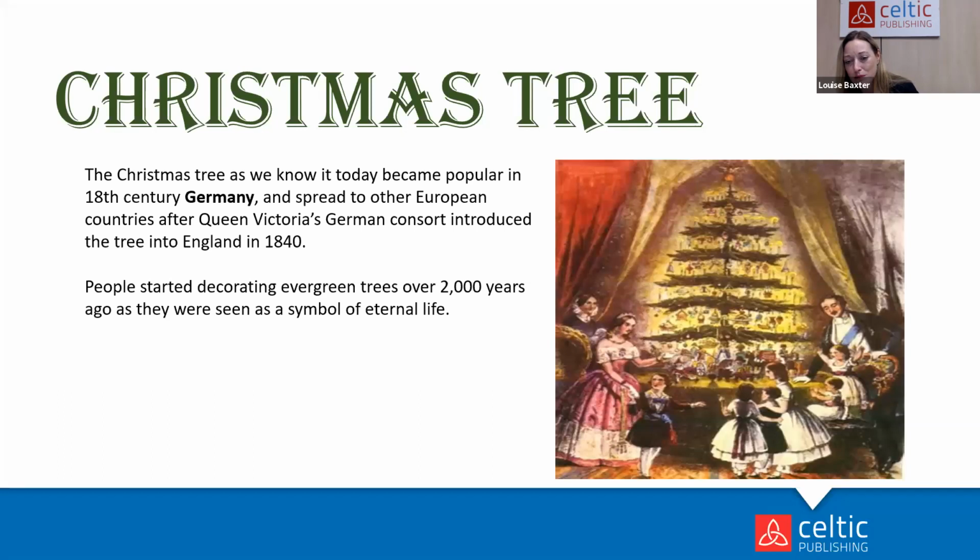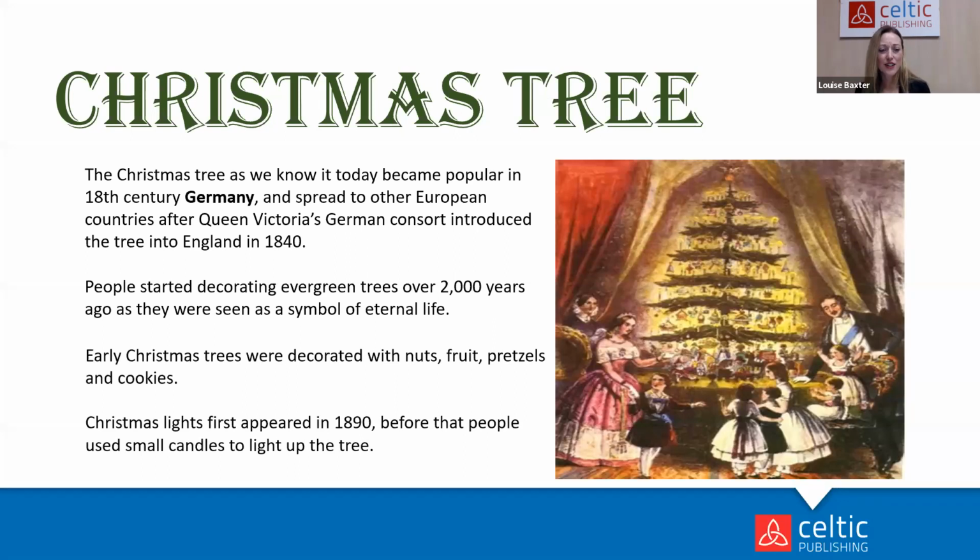Here we have a lovely print of Queen Victoria's very, very first Christmas tree. Okay, so as you can see, it has the candles on. She's with her family, and this was in Windsor Castle. Now, early Christmas trees were decorated with nuts, fruit, pretzels, and cookies. Christmas lights first appeared in 1890. That was 50 years later. And before that, they used small candles to light up the tree.